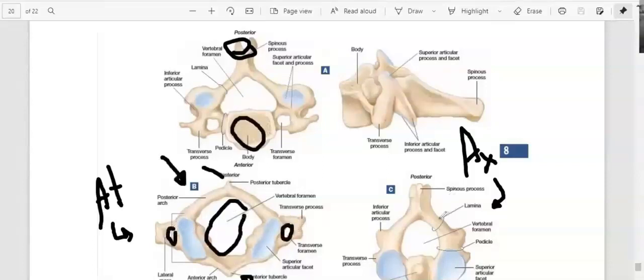The axis is going to start taking some of the shape that the other bones are going to have. You begin to see, for example, in the spinous process, you still have the vertebral foramen, but something that is very characteristic of the axis is that you're going to have this elevation right here, this thing like a mountain. This is going to be called the dens or the odontoid process.